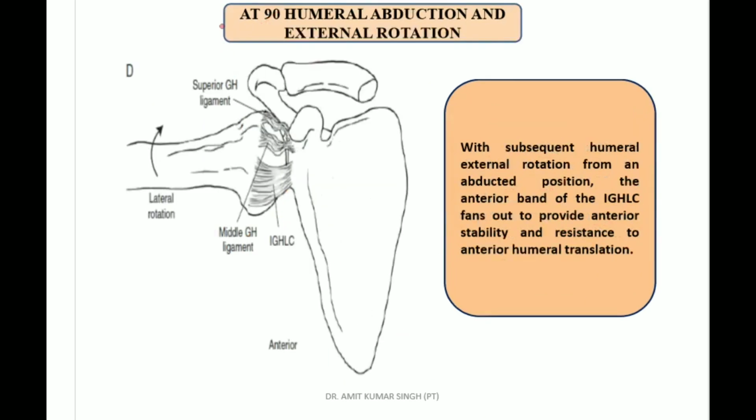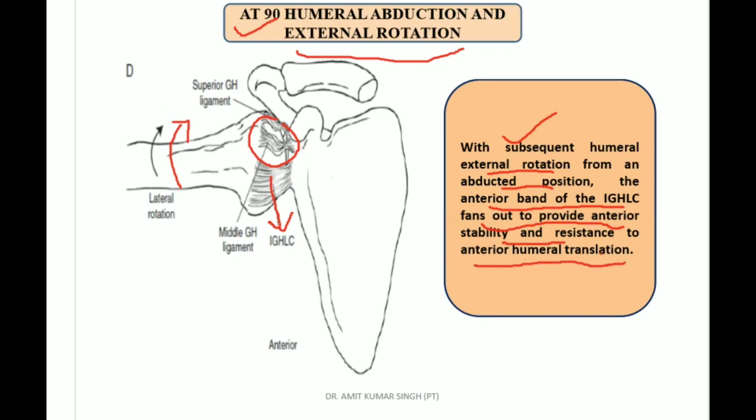Next, what will happen during 90 degrees of humeral abduction with external rotation? Now this movement is known as external rotation. Still the joint is at 90 degrees but with the addition of external rotation. So still these two ligaments are lax, and the ligament working is the inferior ligament. But which part of the inferior ligament? Let us see. With subsequent humeral external rotation from the abducted position, the anterior band fans out to provide anterior stability and resistance to anterior humeral translation.